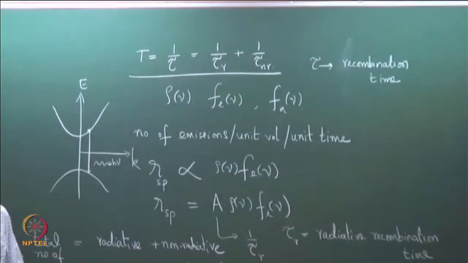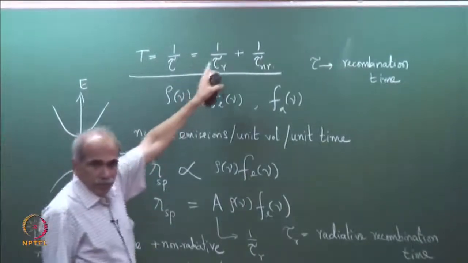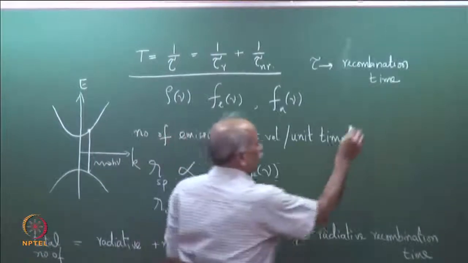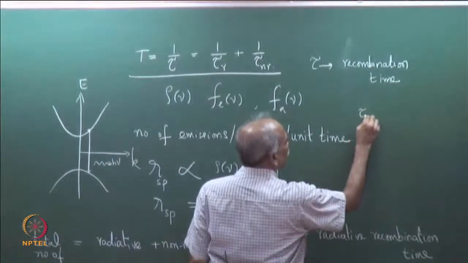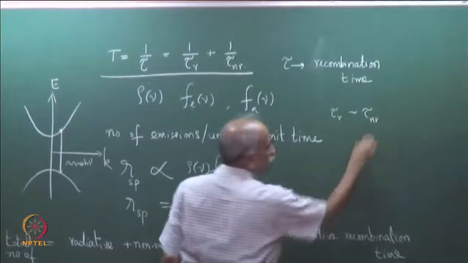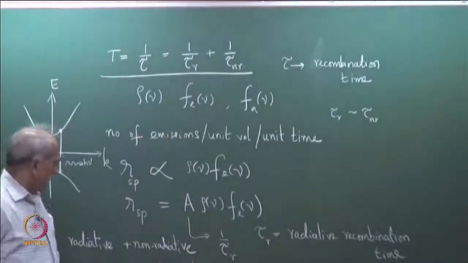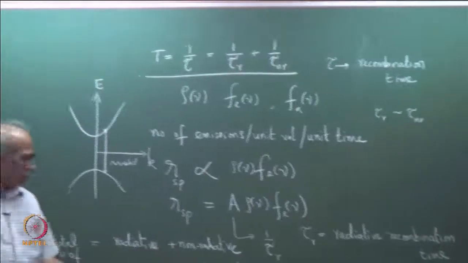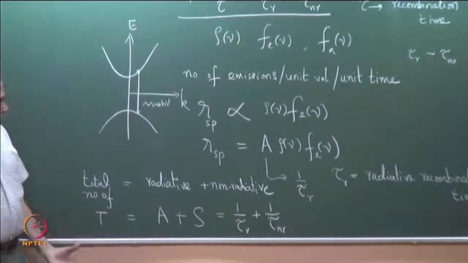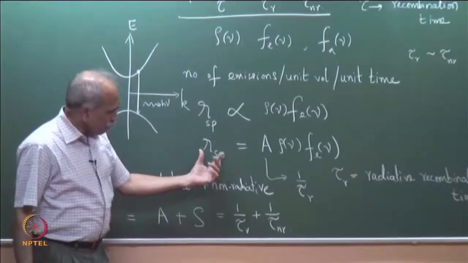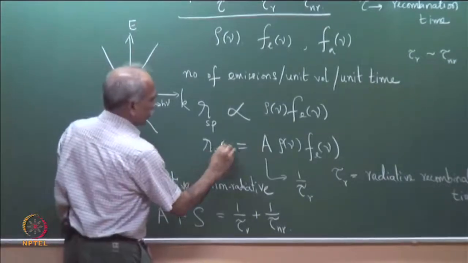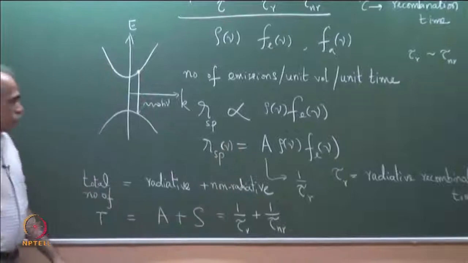We will discuss this a little more later, but at this point I will just make a statement that in direct band gap semiconductors, tau r is of the same order as tau nr, which means the rate constant A is of the same order as the rate constant S, which means the rate of spontaneous emission of photons, RSP of nu, of frequency nu.